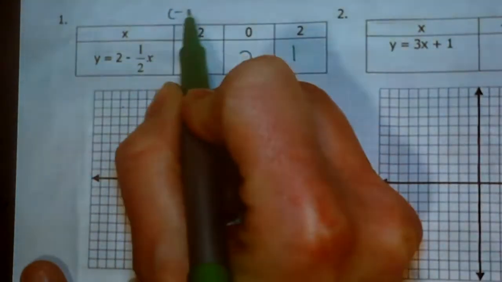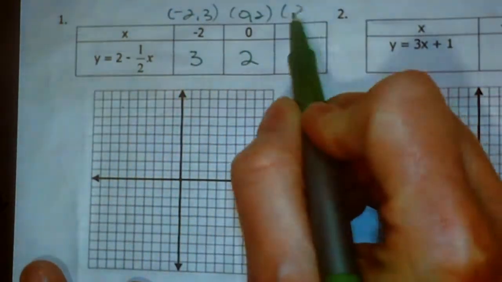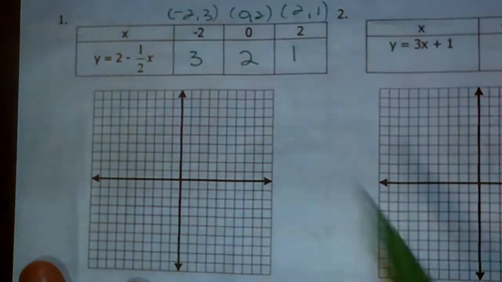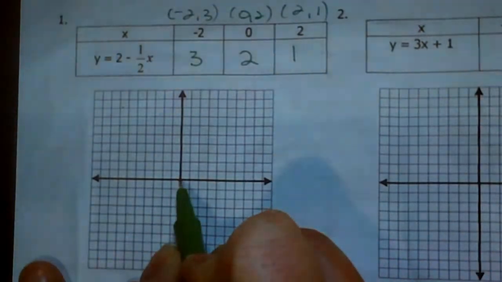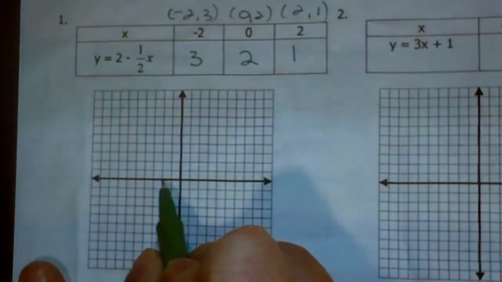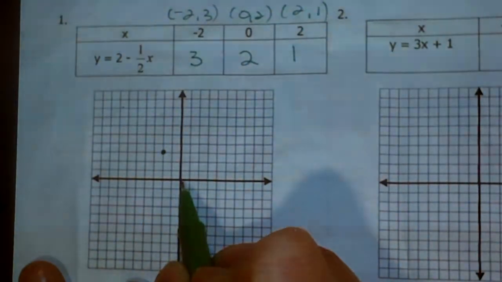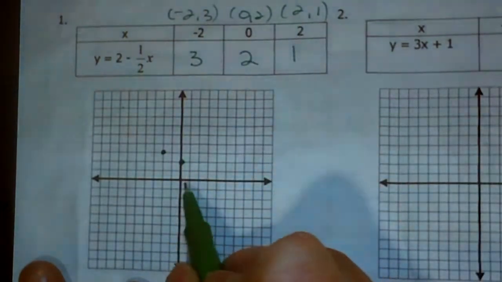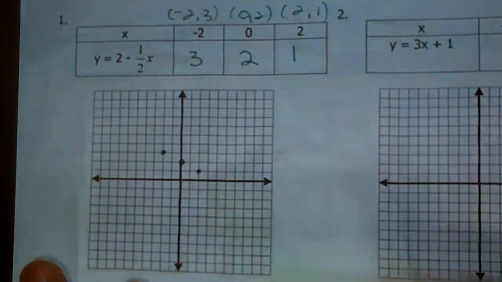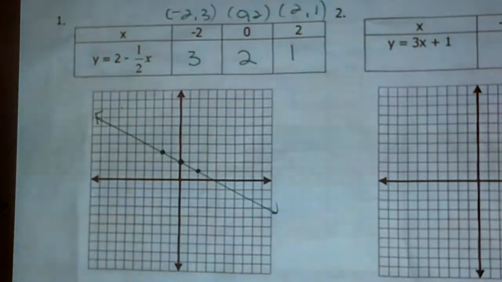Now all you have to do is plot these ordered pairs. This is x, this is y, this is x, this is y, x, y. You do not have to write that. I'm just trying to show you what it means. It's an ordered pair. So I'll plot -2, 3. That means -2 on the x-axis and 3 on the y. 0, 2 means 0 on the x, 2 on the y. There's my y-intercept, by the way. And then 2, 1 means right 2, up 1. Your points should lie on a line. If they don't, it means you may have done some substitution wrong. And there's the lovely graph.